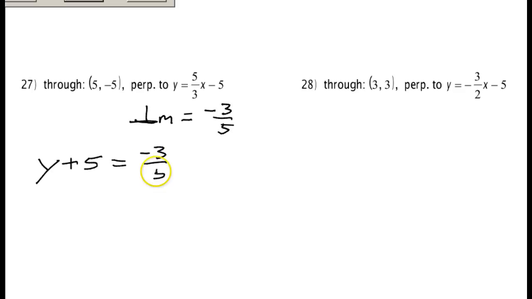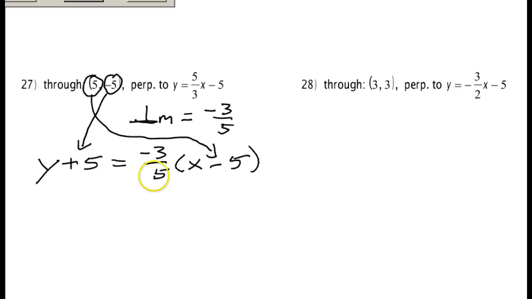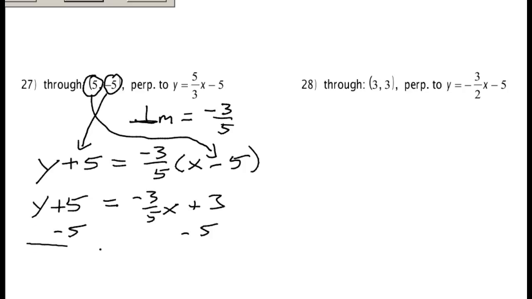equals negative 3/5 times x minus 5. Remember, these are the opposite signs. So minus, positive, positive, minus. And then of course distribute and finish it up. Y plus 5 equals negative 3/5 x. What is negative 3/5 times negative 5? 3, somebody said. That's how fast that should be. Hopefully you see that the 5's cancel. The negative times a negative makes a positive.